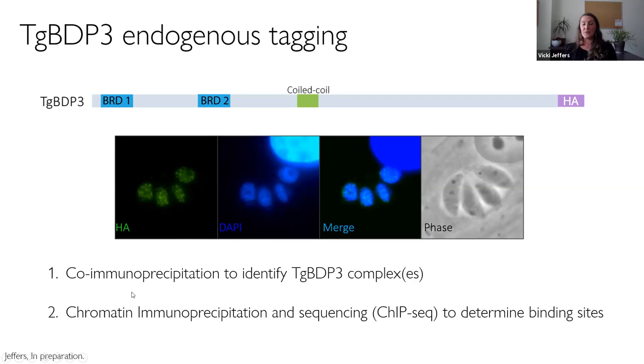And so we wanted to perform co-immunoprecipitation to identify the complexes or proteins that BDP3 was associated with, and also do chromatin immunoprecipitation and sequencing, or ChIP-seq, to determine where in the genome this BDP3 or its complex was binding to. And we're hoping that this would provide us with clues as to BDP3 function in the parasite.